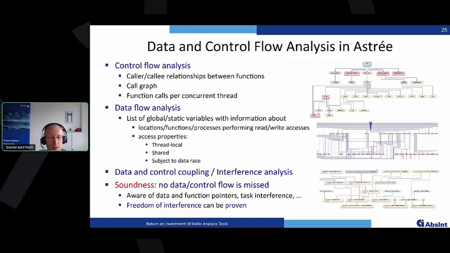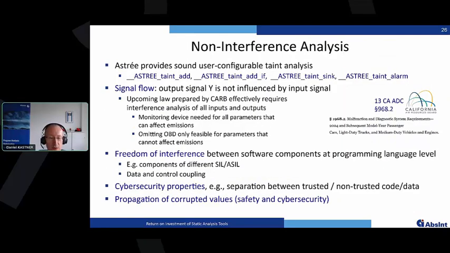And of course, you can also detect unexpected data and control flow like this. And the soundness here is a very important point, because it means that no data or control flow is missed, because R3 will automatically track all accesses through pointers, be it data pointers or function pointers. And if you don't have soundness, you don't have this property, so there might always be some data and control flow which is missed.